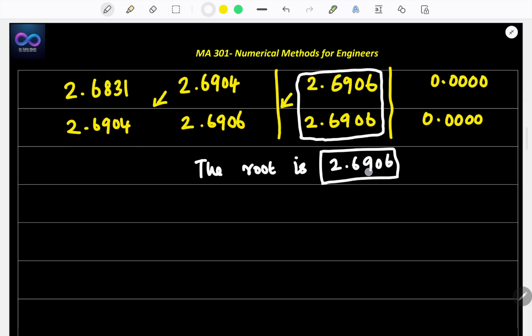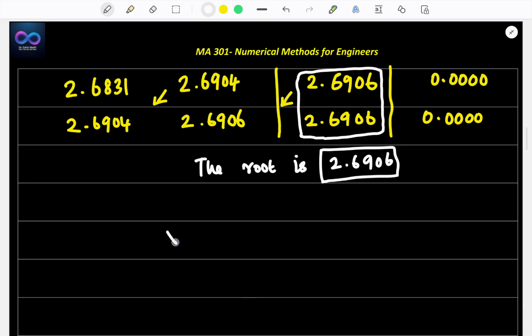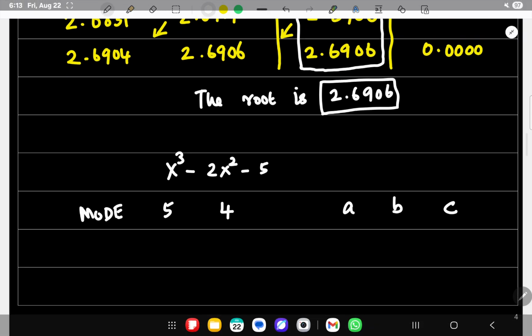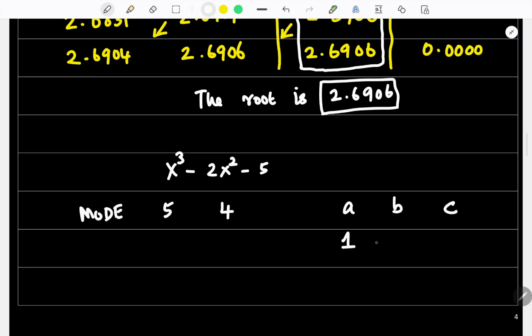So simple. What is your equation? Your equation is x cube minus 2x square minus 5. Go to mode all of you, and then press 5 and then press number 4. A, B, C will come, right? What is your A? 1. What is your B? Minus 2. What is your C? 0. What's your D? Minus 5. D will not be there, but you should give it. If you press equal, you will get 3 answers. How many answers you will get? You will get 3 answers. So let me do all these things in the calculator.